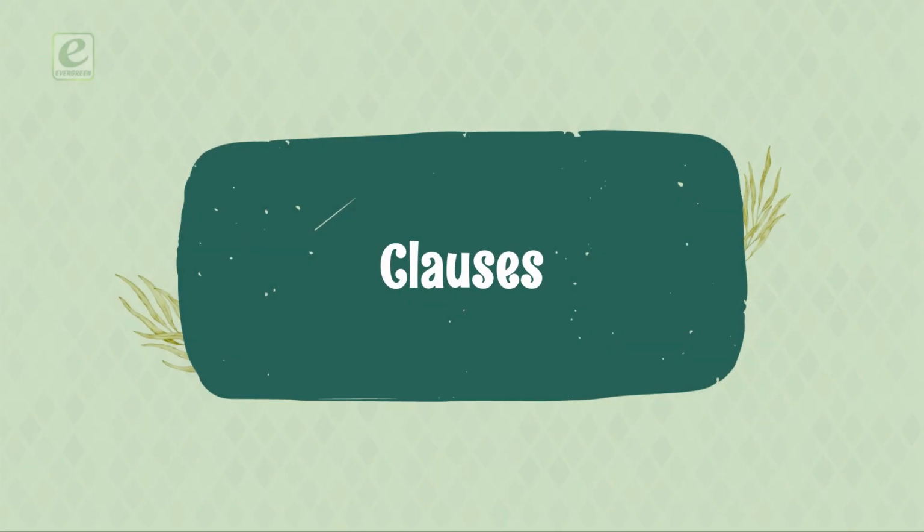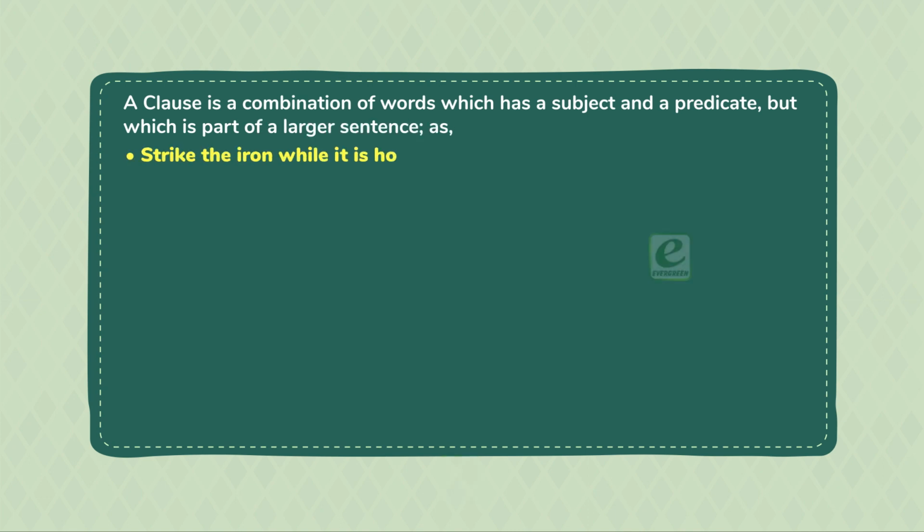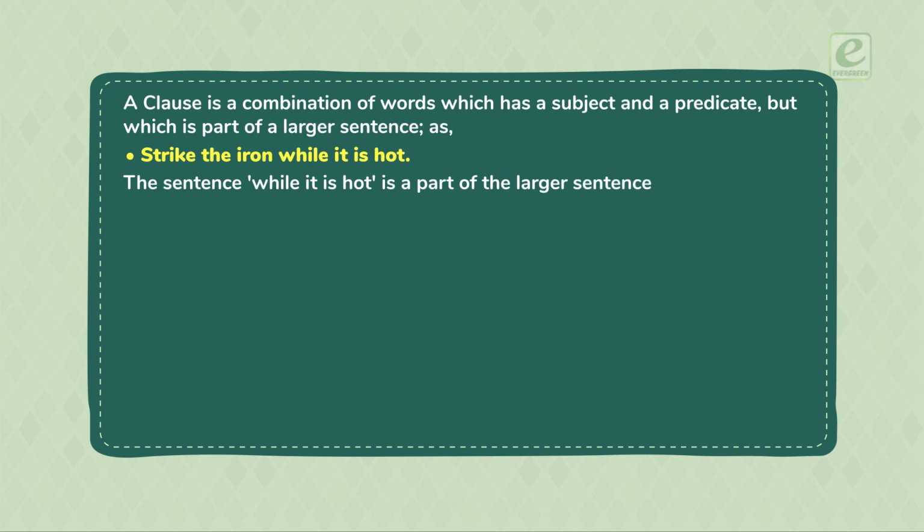Clauses. A clause is a combination of words which has a subject and a predicate, but which is part of a larger sentence, as: Strike the iron while it is hot. The sentence, while it is hot, is a part of the larger sentence and is not complete by itself.